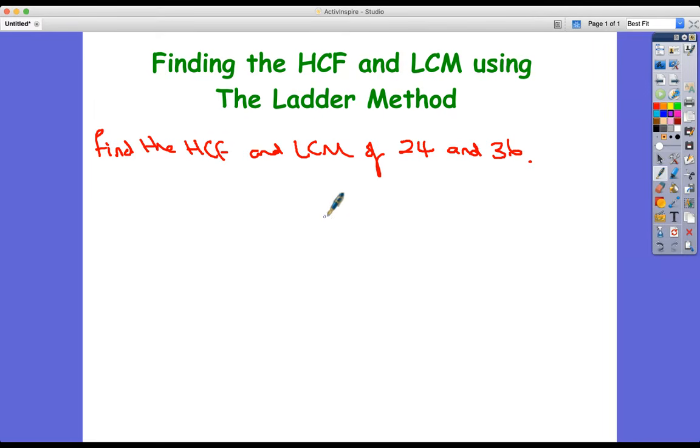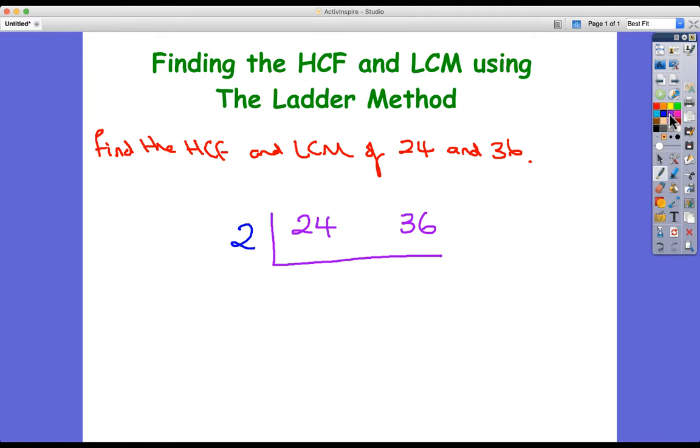Okay, so this is the method that we need to use. First of all, we write those two numbers at the top. Then we just draw for ourselves an L shape going around them. Our next job is to ask ourselves, what is the lowest prime factor of these two numbers? Now, the fact that they're both even tells me that that is 2.